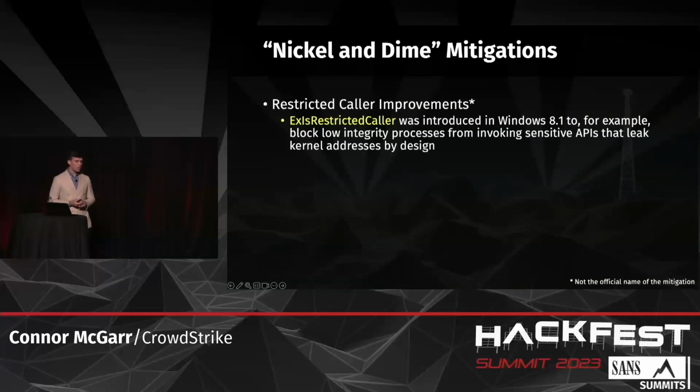So now we're going to talk about something I'm referring to as restricted caller improvements. On Windows, since 8.1, there has been a function known as ExIsRestrictedCaller. You may or may not know that by default on Windows, you can use APIs like NtQuerySystemInformation in order to actually get kernel addresses from the kernel into user mode from a default process. That may seem kind of foreign, like why is that allowed? But it's for historical reasons and for systems administrators.